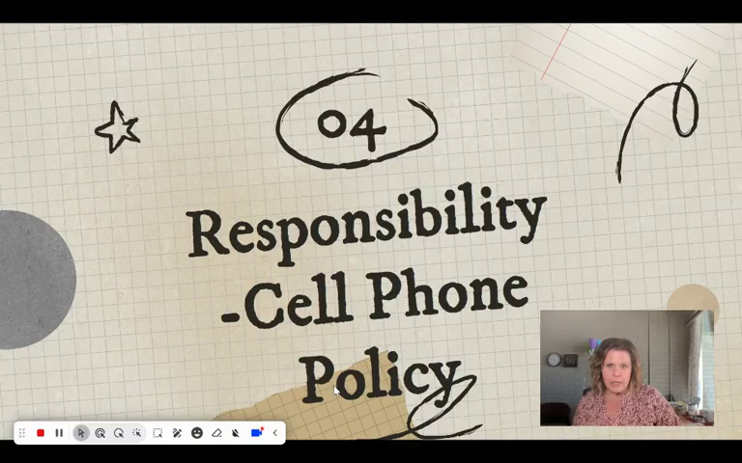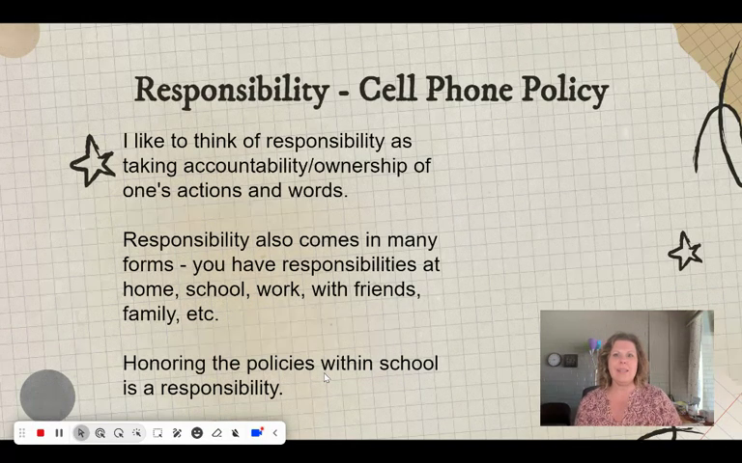Okay, now we're going to talk about responsibility. We're going to start off with some responsibility and talk about the cell phone policy. The policy is actually staying the same from what's always been in the handbook. We're just working really hard at getting that emphasized this year and making sure that we're not using cell phones during instructional time. And responsibility is taking ownership and accountability for your words and actions.